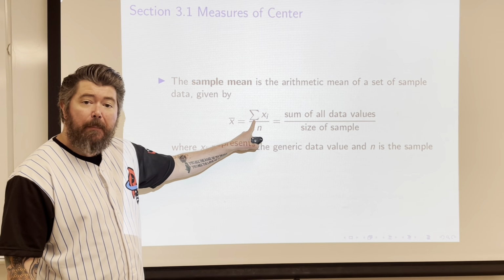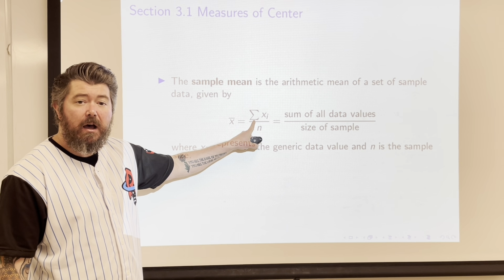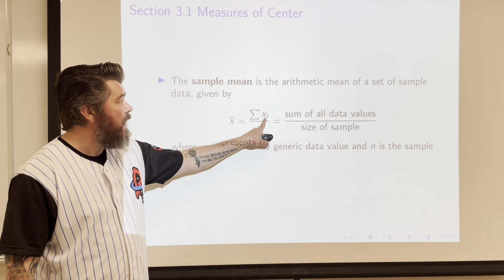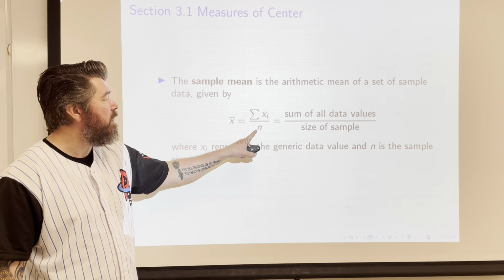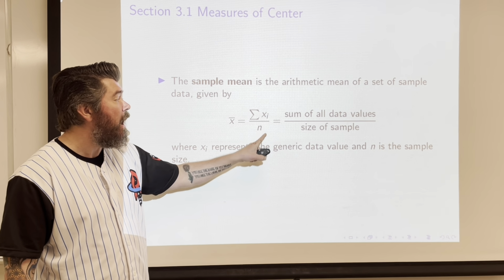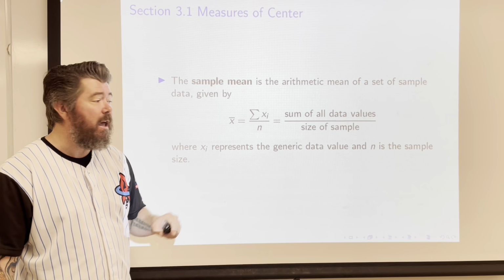This is our capital sigma, and we use a capital sigma to represent sum. They both start with an S, sigma, sum. And xi are just each individual data value given in our data set. So we sum all of our data values, xi, and we divide it by the sample size we denote by n.